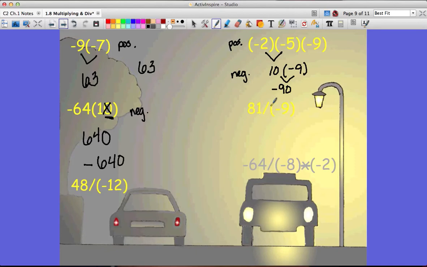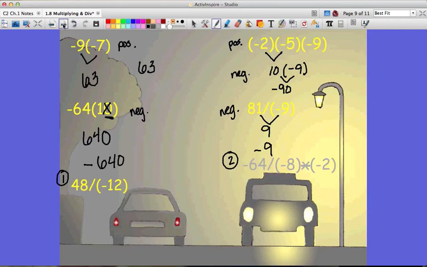Now here I have a positive and a negative again, and even though it's division, the rules still apply. So my answer will be negative. I know that 81 divided by 9 gives me 9, so my answer is a -9. So what I would like you to do is try this problem and this problem on your own, and they will be part of your lesson quiz.